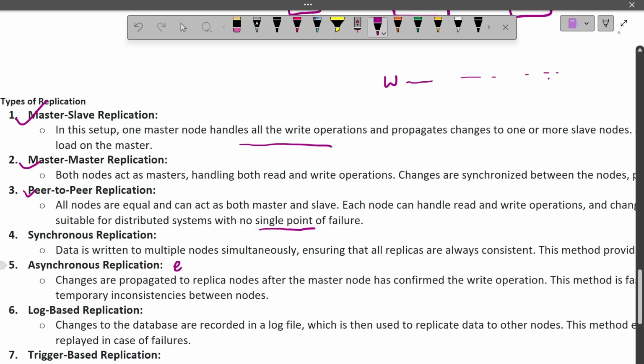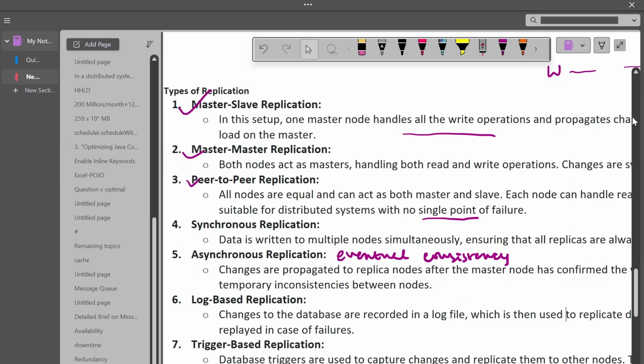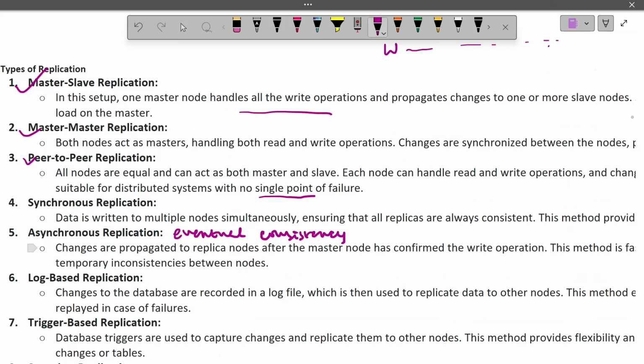This is also going to result in eventual consistency. You may see the data getting consistent, not immediately, but maybe after 4 or 6 hours. Okay, so try to understand why we are doing these types. Whenever you come across any of these terms, you should be very clear about what is actually happening.